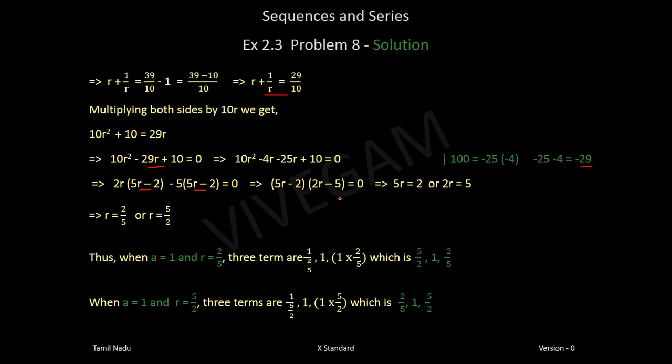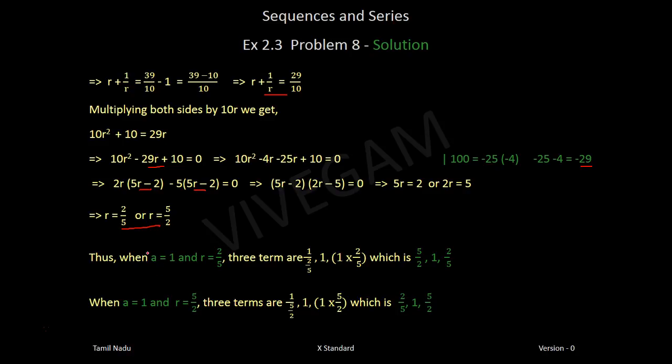A product of two terms equal to 0. So either one of them will be 0. So when this is equal to 0, 5r equal to 2. And when this is equal to 0, you will get 2r equal to 5. So this will lead to r equal to 2 by 5. And this will lead to r equal to 5 by 2. So you can see they are inverses, 2 by 5 and 5 by 2.